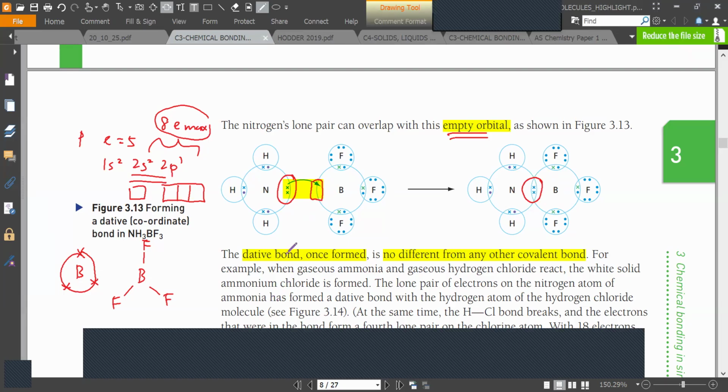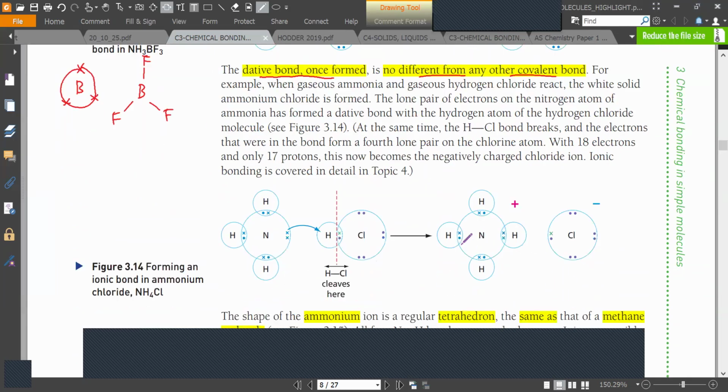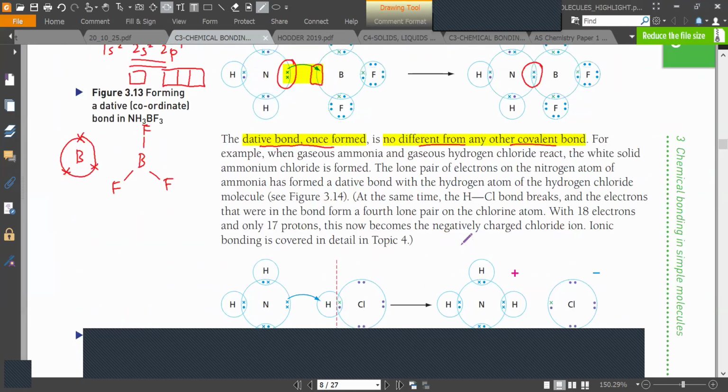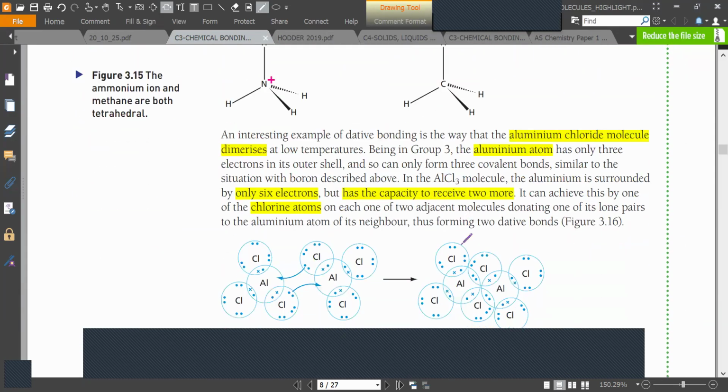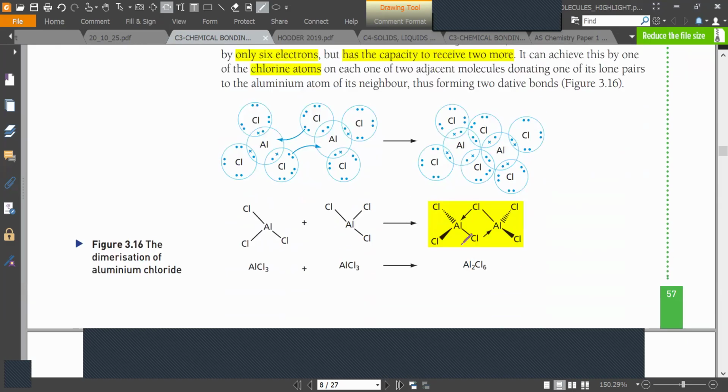Once a dative bond is formed, it is no different from any other covalent bond. It behaves like a normal covalent bond. These are other examples. This is another example.